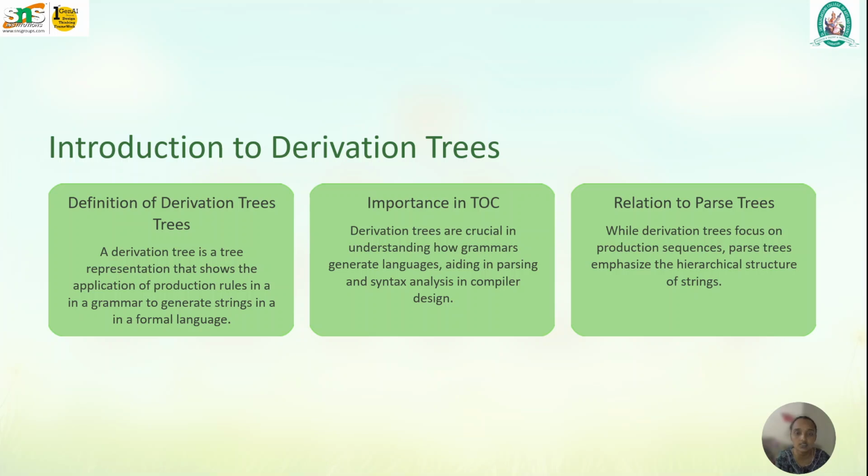The next one, importance in TOC. Derivation trees are crucial in understanding how grammars generate languages, aiding parsing, syntax analysis in compiler design, pattern matching, etc. These are called importance in TOC. Relation to parse trees: the tree is also called a parse tree, while a derivation tree is focused on production sequences. That is called relation.